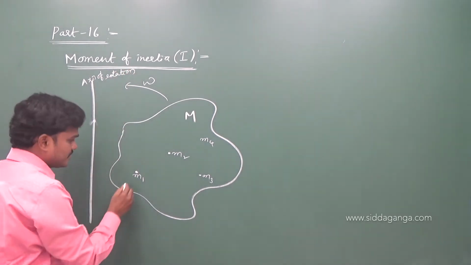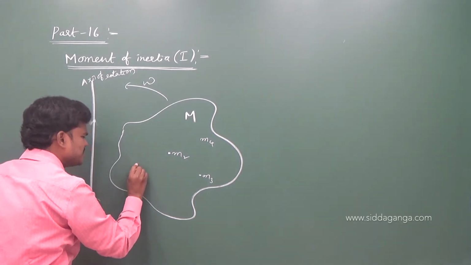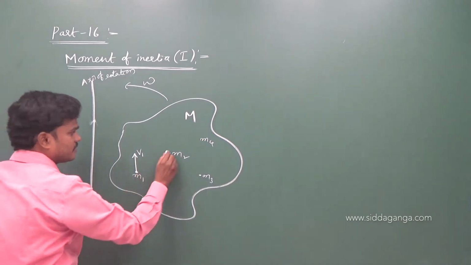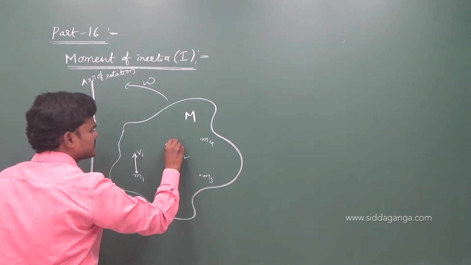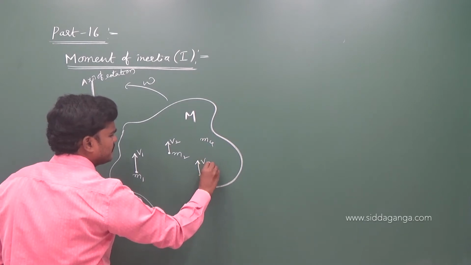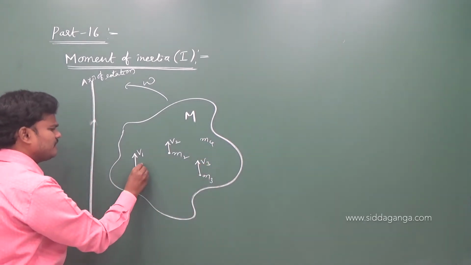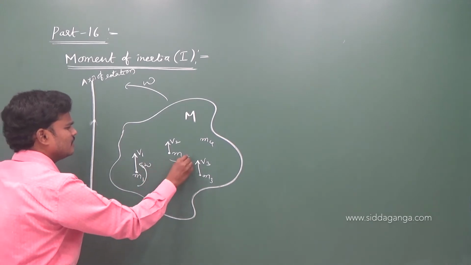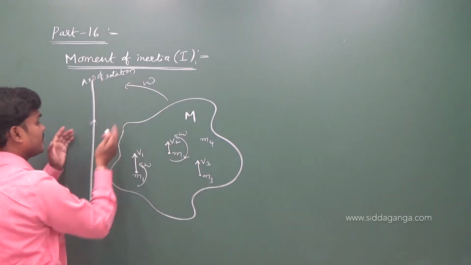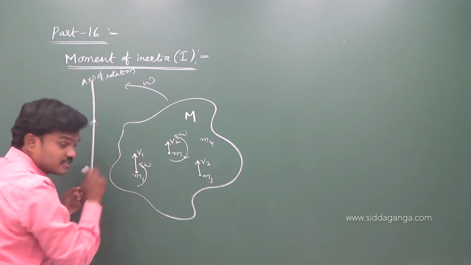If it rotates, then this particle will have a tangential speed v1. If I draw a tangent, this particle has a tangential speed v2, and this will have a tangential speed v3, and this is rotating with an angular velocity omega. See, all are rotating about this axis.